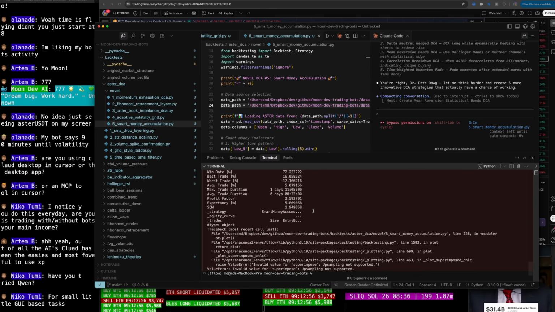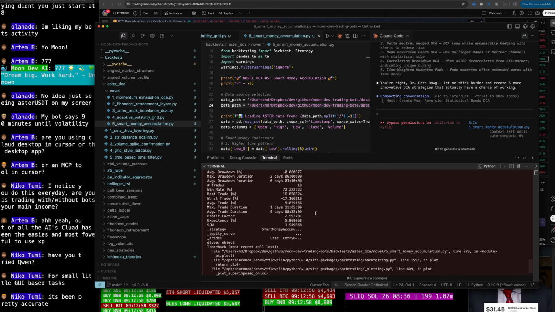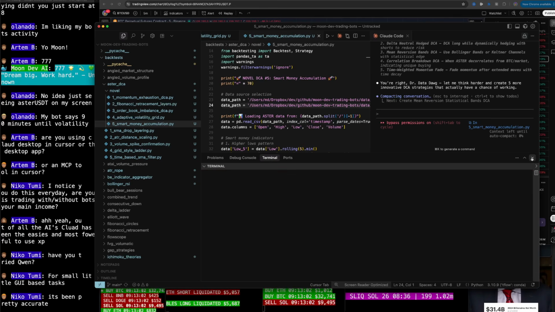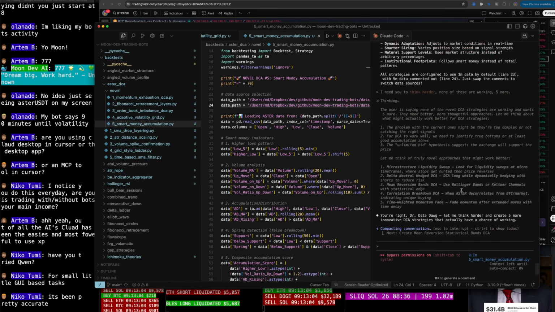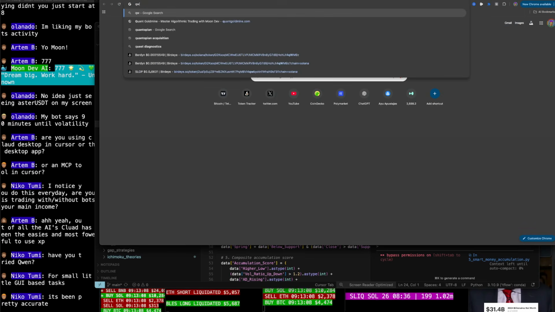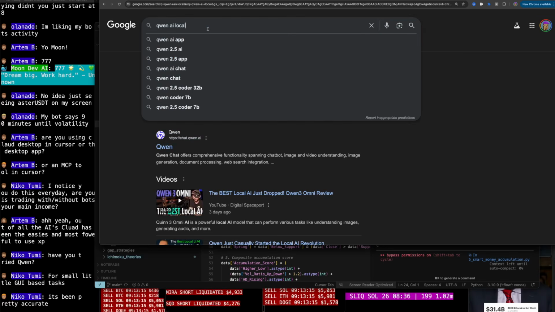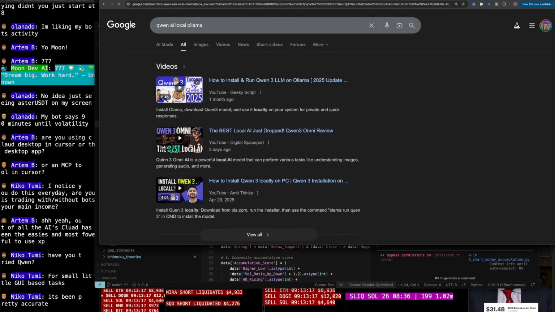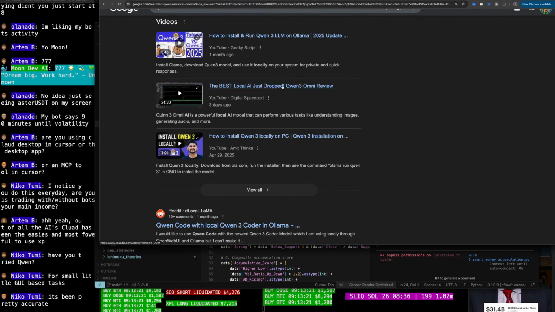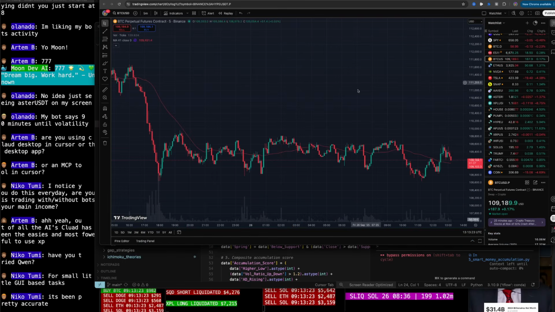For small little GUI based tasks. Okay. So are you using it on your computer locally? I think that's the benefit of Queen, right? Queen AI local. What would you use? Llama? Oh, Llama? Yeah, it looks like you can do that.